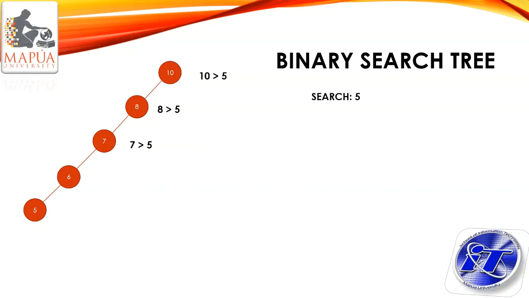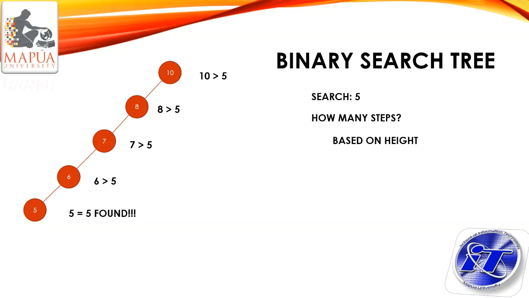Compare with 5. It is greater, and we haven't found 5. So we proceed with the next child node, which is 6. It's still greater than 5. So let's proceed with the next child, which is 5. 5 is equal to 5. Therefore, we found the value that we are searching for. So now, how many steps? Same as with the previous slide, it is based on height.